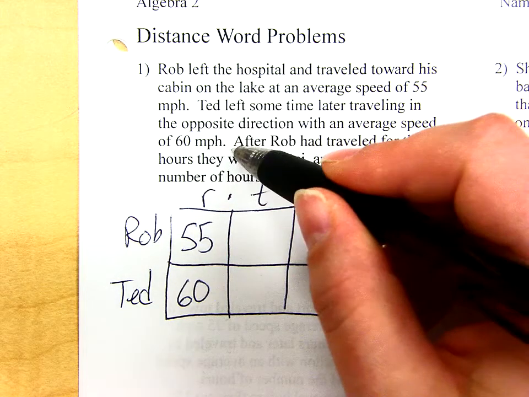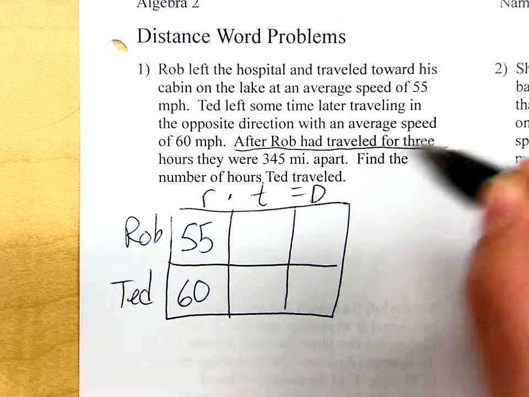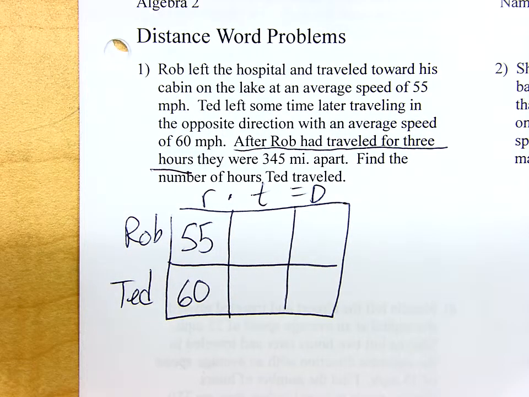Look what it says right here. After Rob had traveled for 3 hours. So don't I know that Rob traveled for 3 hours? Yeah, so I get to just put a 3 in right there. They told me Rob traveled 3 hours. You're done with that part.